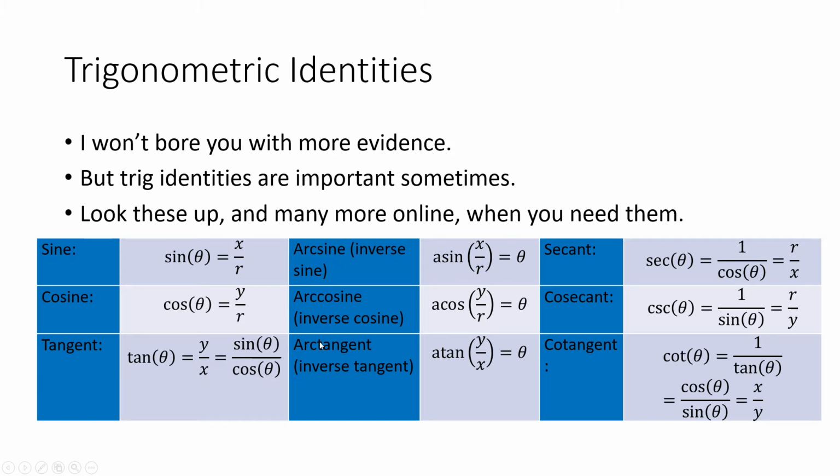Arc sine, arc cosine, arc tangent, they're all defined similarly. A sine of x over r is theta. A cos of y over r equals theta. A tan of y over x equals theta. We've seen that one at length, but they are basically the same idea.